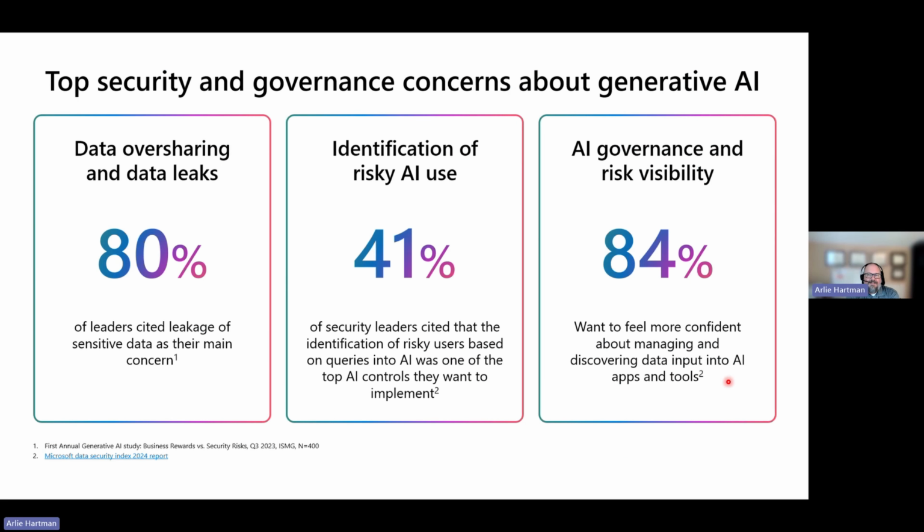So leaders are concerned about data oversharing and data leaks. GenAI tools might grant faster access to content with incorrect permissions or make these files easier to locate. Surprise, surprise, same problem we've had with unstructured data for a long time. Security leaders want to quickly identify risky AI use, such as when somebody suddenly begins interacting with a large volume of sensitive data using GenAI. And then leaders also want AI governance and risk visibility, with insights into prompts and responses, so that way they can comply with the organization's use policy.